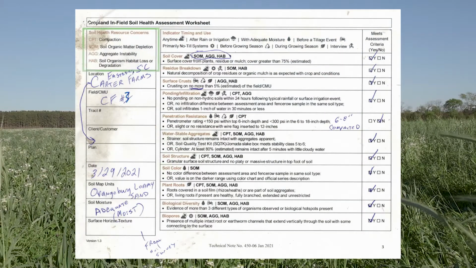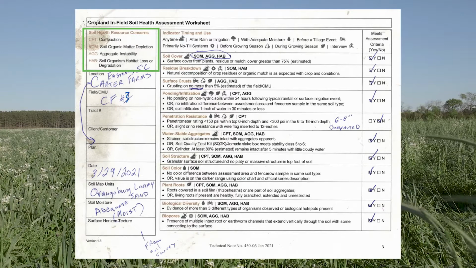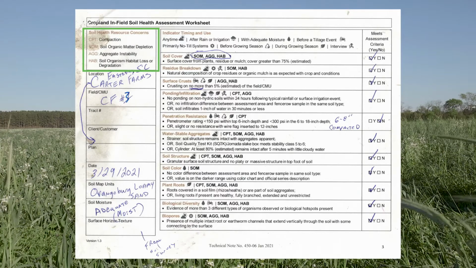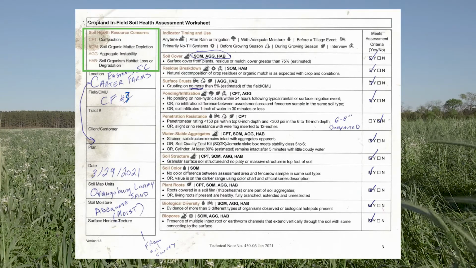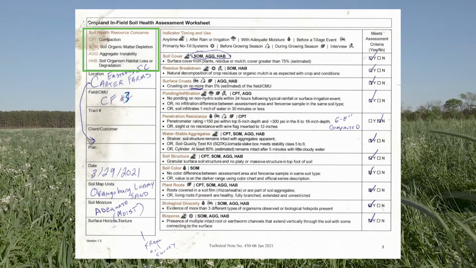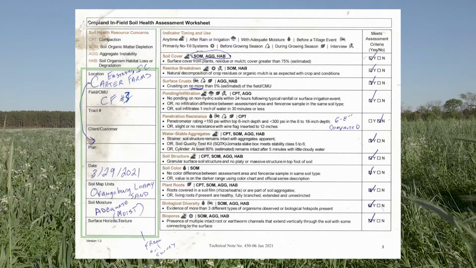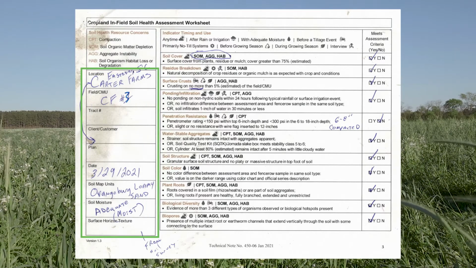We're going to look to see if we can identify compaction, soil organic matter depletion, aggregate instability, or a loss of soil organism habitat or degradation. We can also see on the left-hand side of this soil health assessment sheet that we have plenty of room to indicate where we're completing this point.